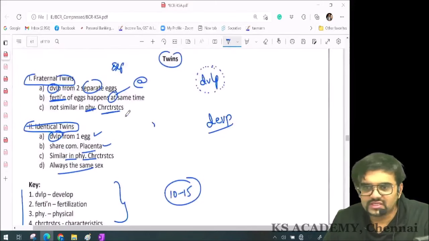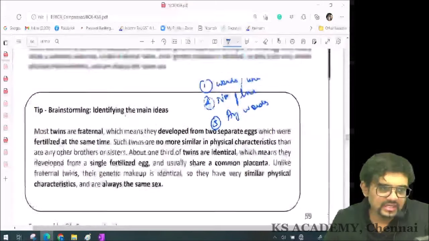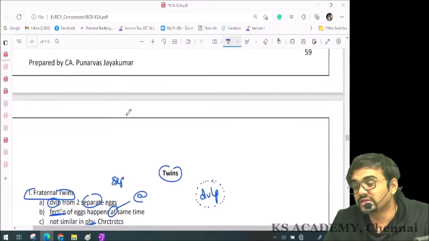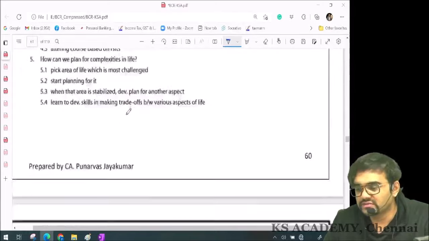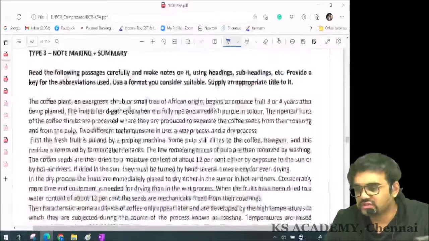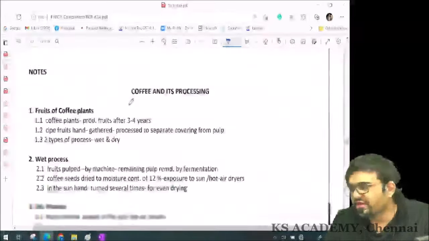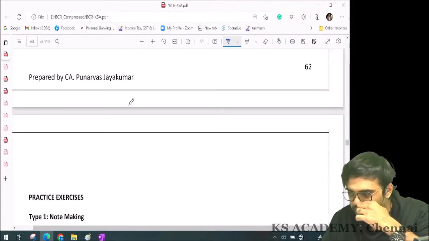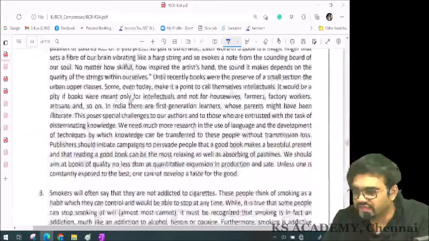Correct? So that is type number 1. That is directly writing the summary, directly writing the notes. But then we have written the summary also here. Now, you can read all these examples, no problem, you'll understand. But let's do one or two things, we will write and understand.